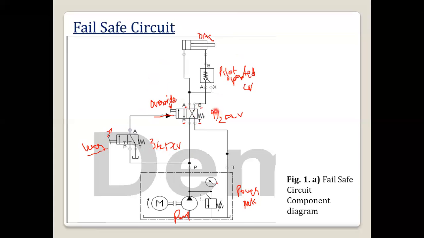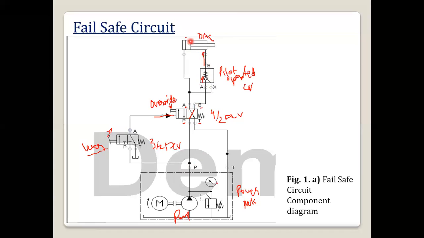This 4/2 DCV is operated by this manually lever-operated 3/2 direction control valve. In the initial position, the oil from the pump will go to this 3/2 DCV, where you can see it is in the closed position. That oil will go to the P port. From the P port it will go to the B port. From the B port you can observe the free flow position of the pilot operated check valve. Then it will go to the rod side.